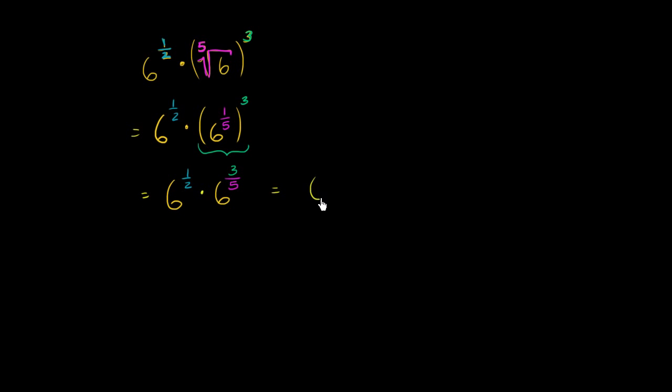This is the same thing as 6 being raised to the 1/2 plus 3/5 power. Now, what's 1/2 plus 3 over 5? Well, we could find a common denominator. It would be 10. So this is the same thing as 6 to the, instead of 1/2, we can write it as 5 over 10, plus 3/5 is the same thing as 6 over 10 power, which is the same thing.